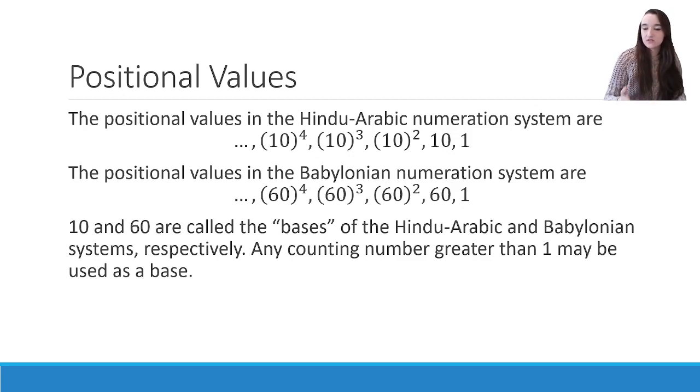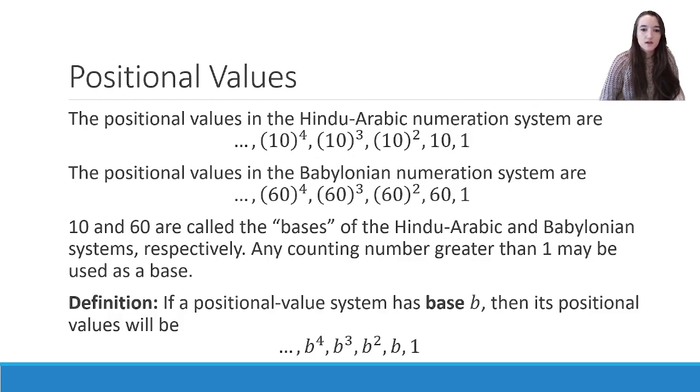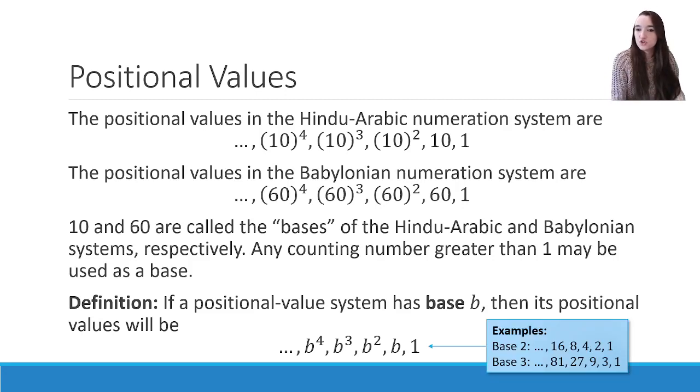But any counting number that's greater than 1 could be used as a base, even if there isn't some ancient system that used it that way. So, if a positional value system has base b, then its positional values will be 1, b, b squared, b cubed, b to the fourth, and so on. For example, base 2 has 1, 2, 4, 8, 16, and so on. Base 3 would be 1s, 3s, 9s, 27s, 81s, and so on.